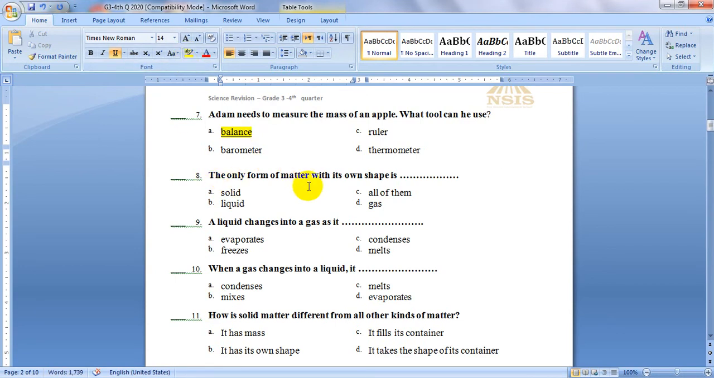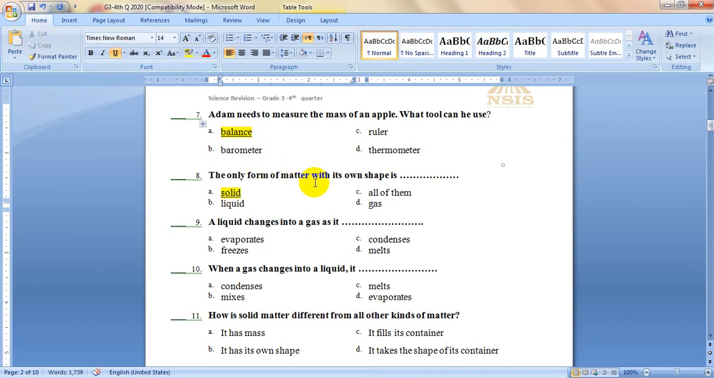The next one, number 8. The only form of matter with its own shape is solid, liquid, all of them, all the forms of matter, or a gas. The only one with its own shape is a solid.